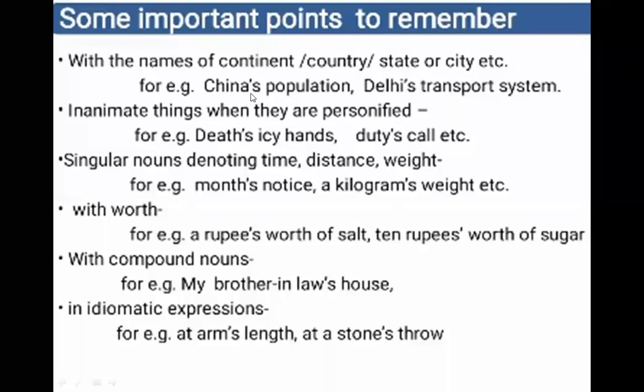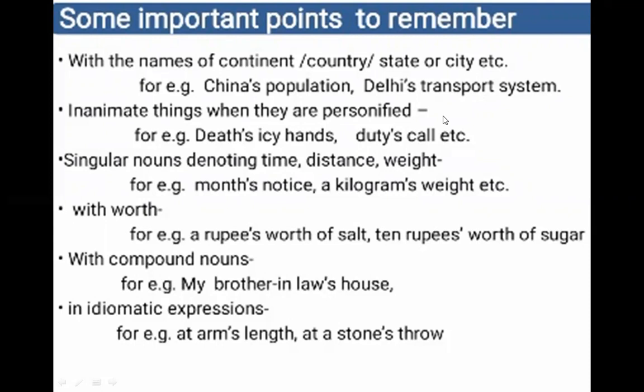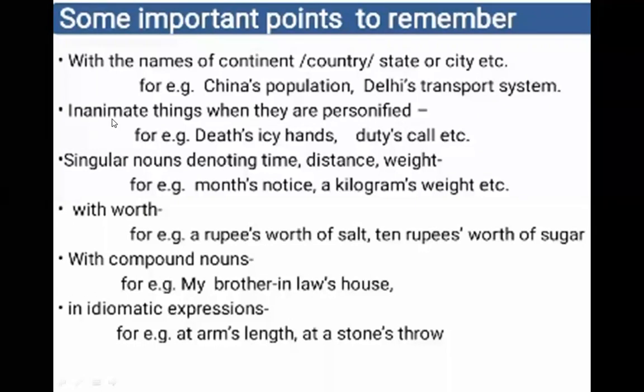Now, inanimate things, when they are personified. Now, beta, we have talked about that this apostrophe S is used with the living things only. Inanimate means which are not living, but they might be some kind of abstract noun, but they are used as personified. Personified means when they are assumed as a person. This personification is the device used in poetry or in literature. When an author or poet assumes any abstract idea as a person.